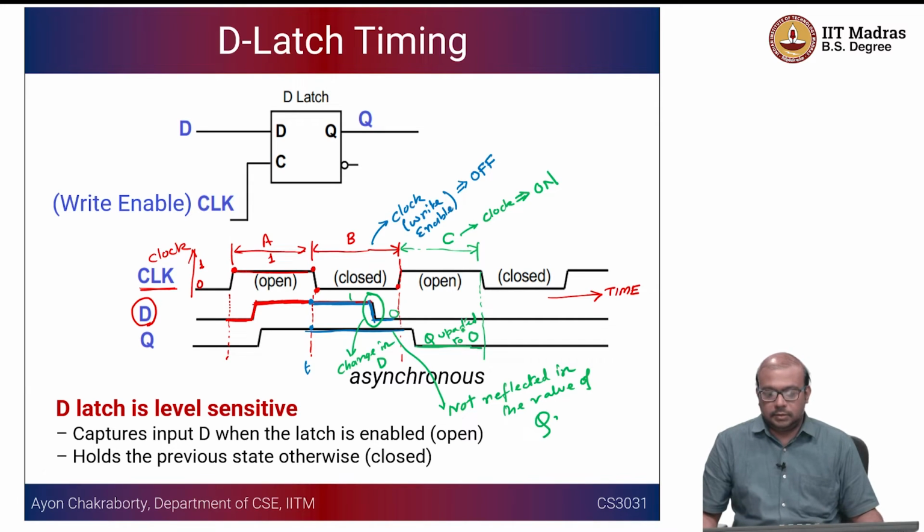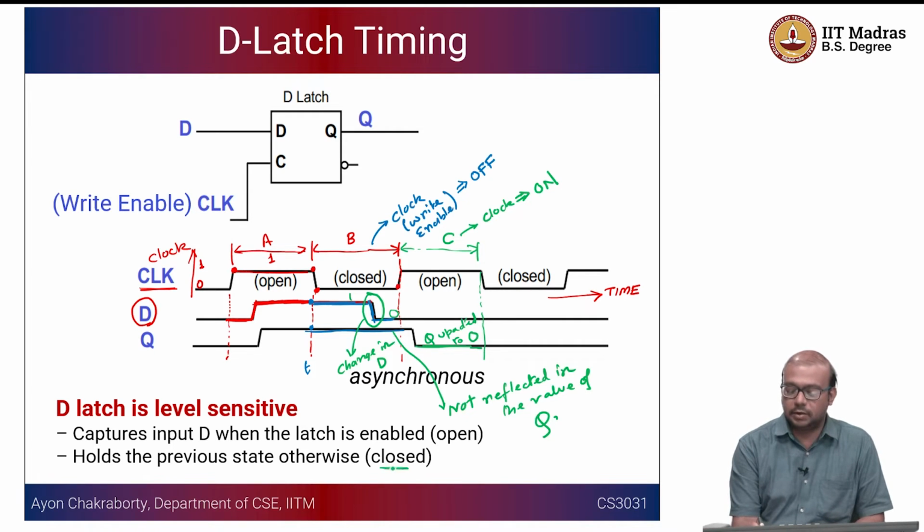Okay. So this is how this D-Latch works, and I re-explained the timing one more time in a little bit more detail. As you can understand, it captures the input when the latch is enabled, and otherwise it will hold the previous state whenever the write enable is closed or the clock input is level 0 or logic 0.